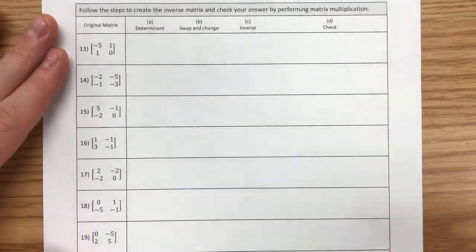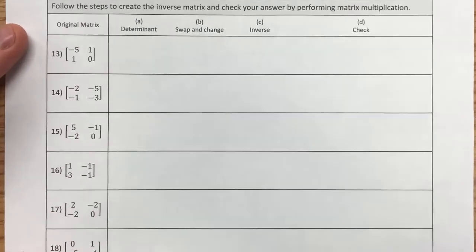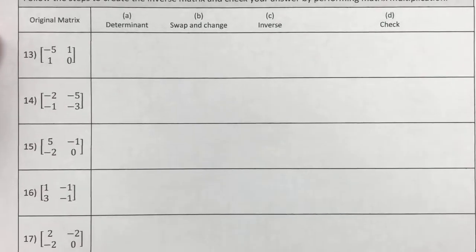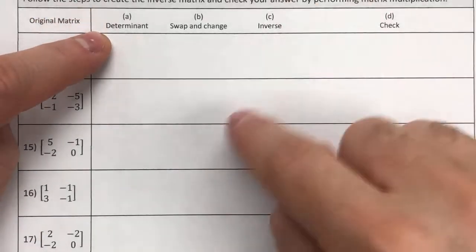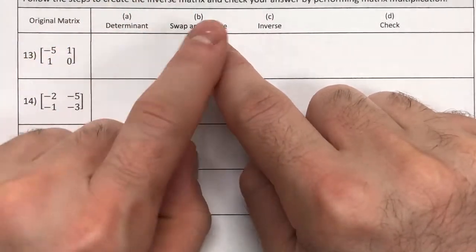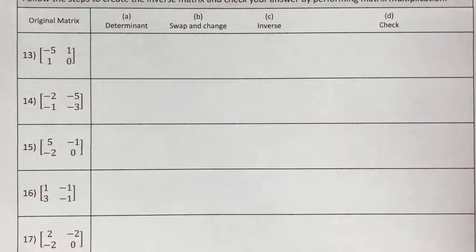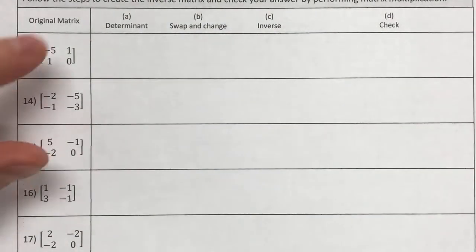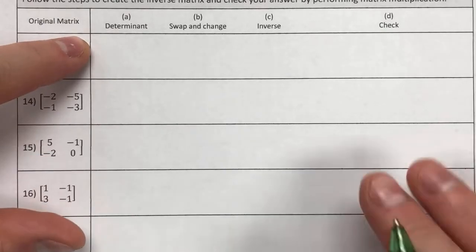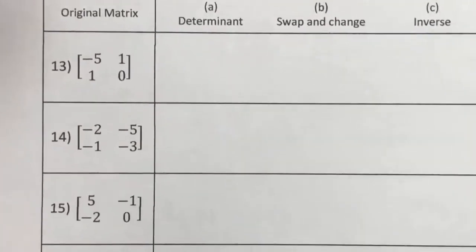So let's go ahead and give this a shot. It looks like we've got 4 parts to do here. We want to find the determinant, swap and change so that we can find the full-on inverse, and then over here we're going to check to see, does the process work? So for part A, let's do the determinant first.